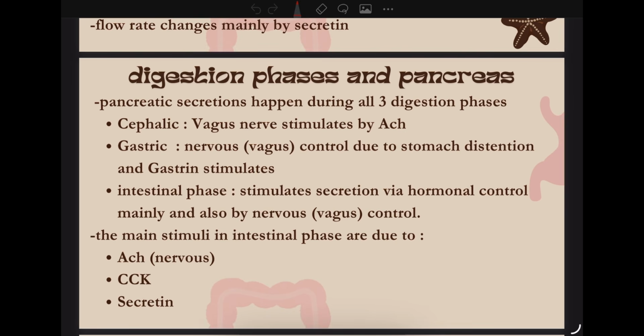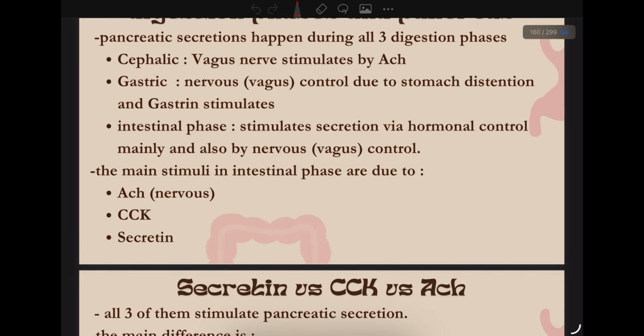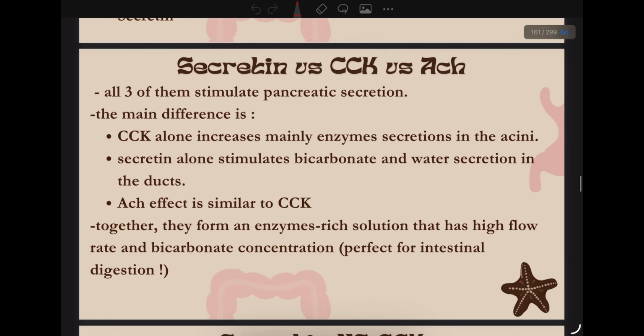Intestinal phase stimulates secretion via hormonal control, and we know this. The main stimuli in the intestinal phase, and this is the very important part here, are acetylcholine, CCK, and secretin. CCK and secretin, you already know and you remember them. Acetylcholine, we will talk about what it does now. Let's compare these three guys. CCK alone increases mainly enzyme secretions in the acini. CCK, acini. Remember, CCK, acini.